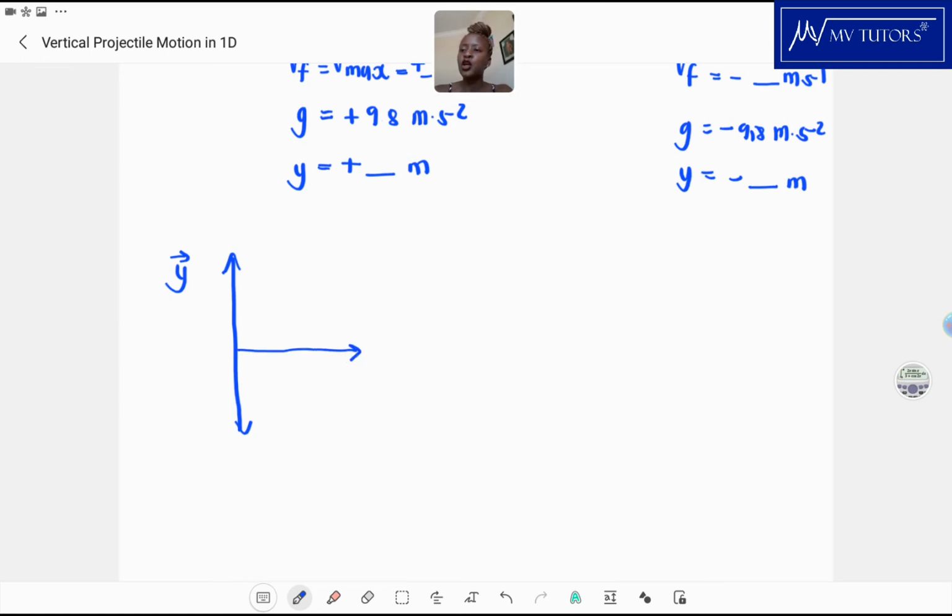Okay, so if you chose downwards as positive, your displacement with regard to time will be positive, right? So it's going up on the graph. Sorry, your projectile is falling, but yeah, this is the direction. And then if you chose upwards as positive, well, it will go like that.